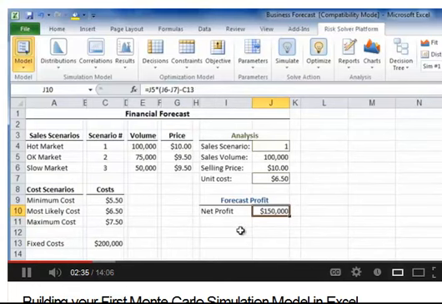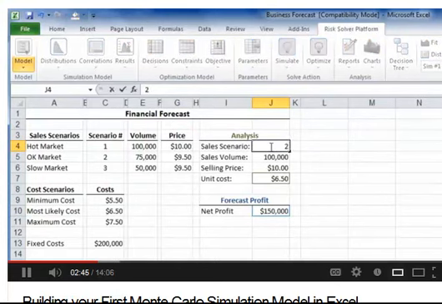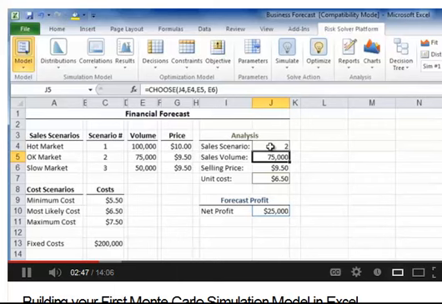At this point, I can now do some basic what-if analysis by changing the actual sales scenario number. You can see with sales scenario 1, we're set to make about $150,000 in profit. If I change that to sales scenario 2, you can see the sales volume and the selling price both drop to reflect the levels associated with that sales scenario, and our profit drops to $25,000. If I choose sales scenario 3, then all of a sudden our profit turns into a loss of $50,000.